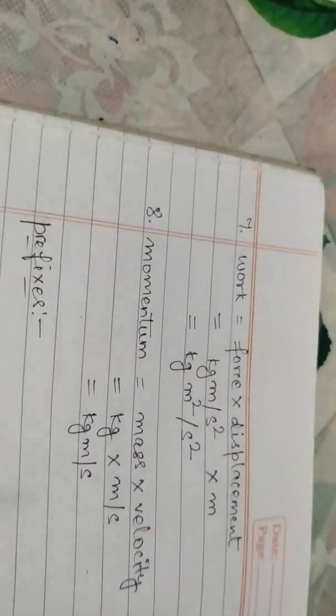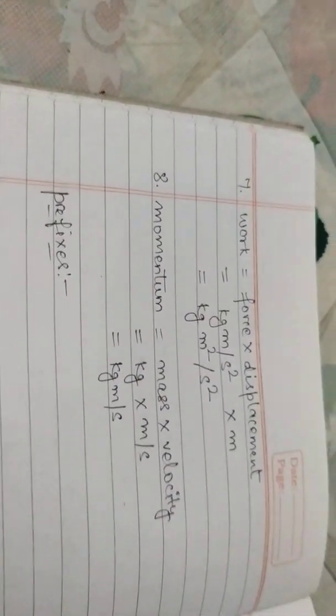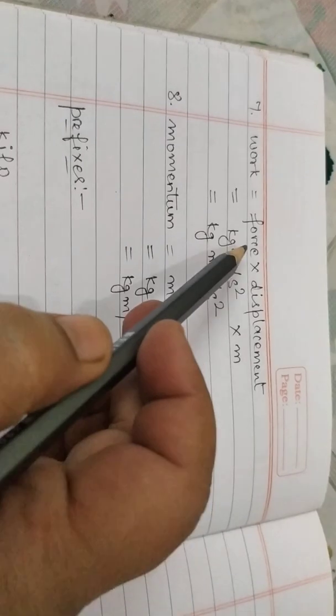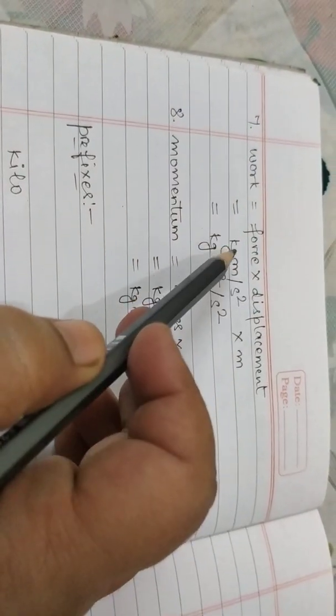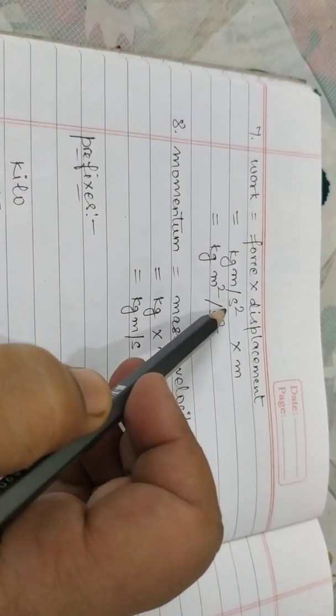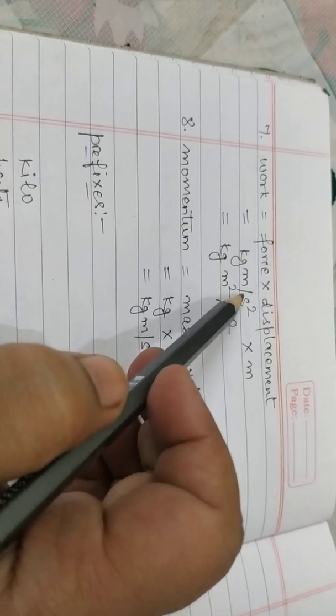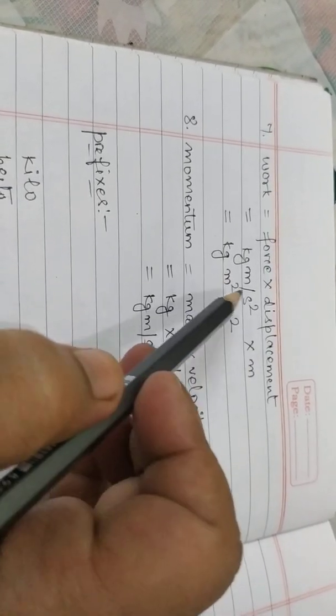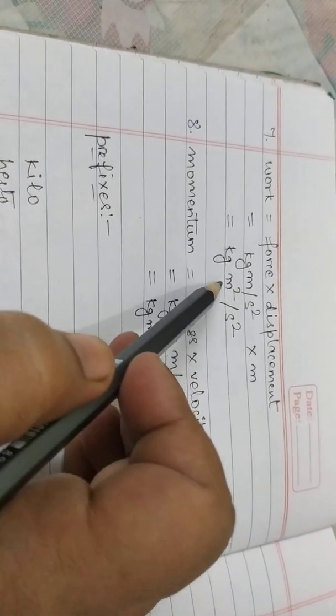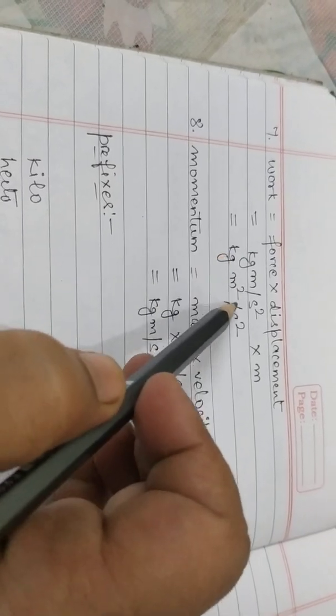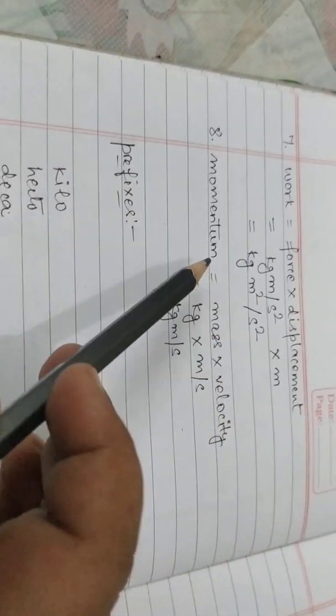Next is work, unit of work. So the formula is force into displacement. This becomes kg meter per second square, we have just derived, and multiplied by meter. So meter multiplied by meter gives you meter square. So kg meter square per second square.